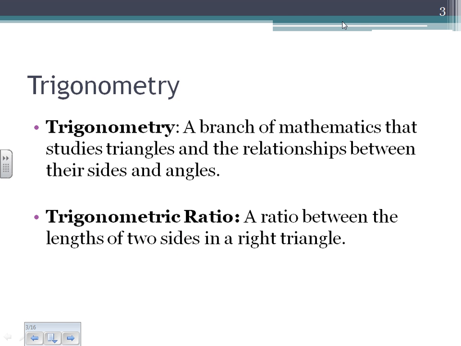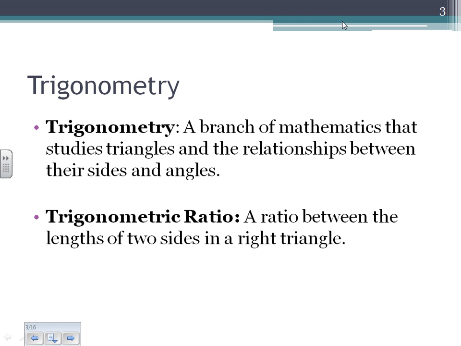What is trigonometry? Make sure you write down the second one. So trigonometry is a branch of mathematics that uses triangles, and it studies the relationship that exists between their sides and their angles.